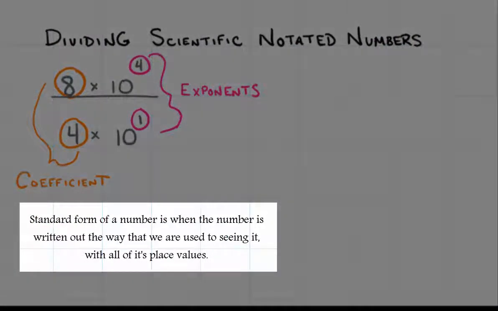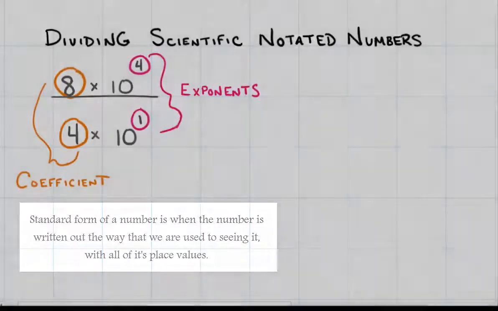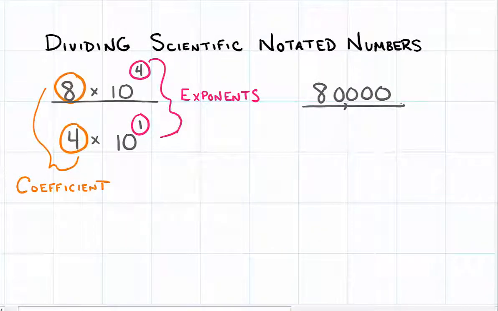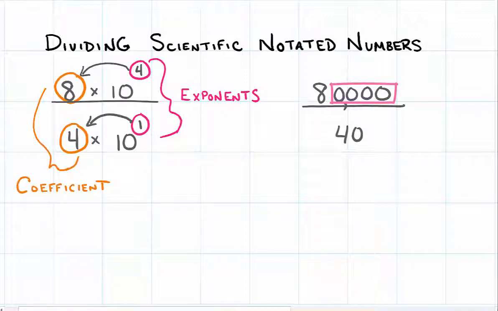Now, if this was in standard form, this really would be the problem of 80,000 divided by 40. And all I did was put the place values back with our coefficient. There's 4 place values that go with the 8, and there's 1 place value that's going to go along with the 4. But that's not what they want us to do. They don't want us to divide these numbers in standard form. They want us to divide them while they're in scientific notated form, and I'm going to show you how to do that right now.